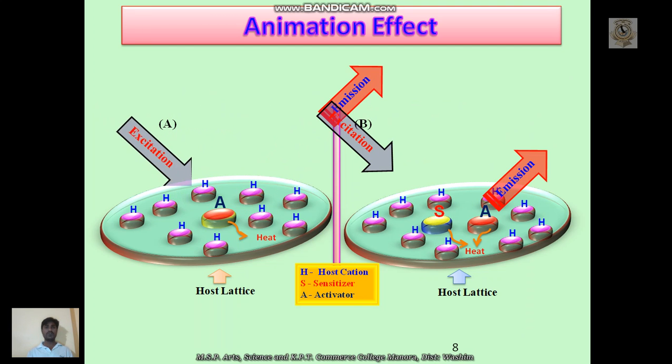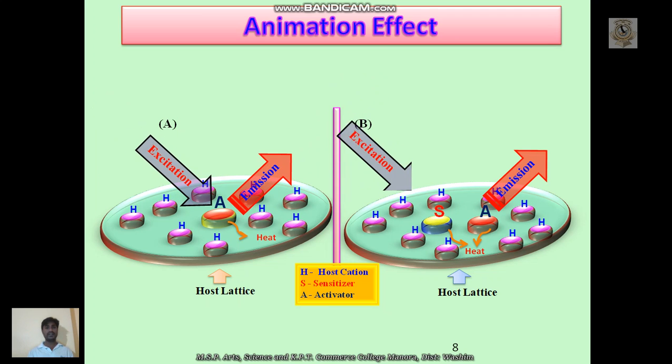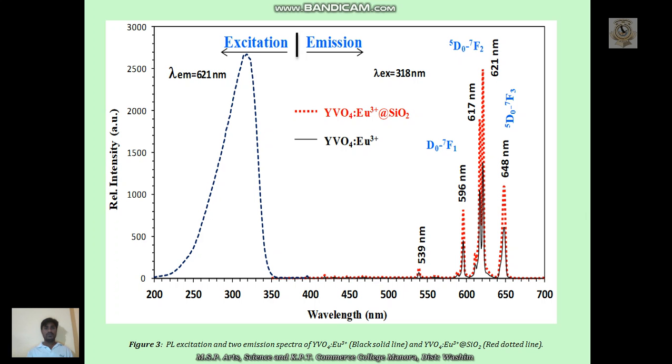This is a small animation of my research work. In the first diagram, excitation of the host lattice excites my material and it emits in the particular red color. In the second diagram, the excitation gives a sensitizer, the sensitizer transfers its energy to the activator, and the activator gives emission in the intense red color. So this is the photoluminescence phenomenon.